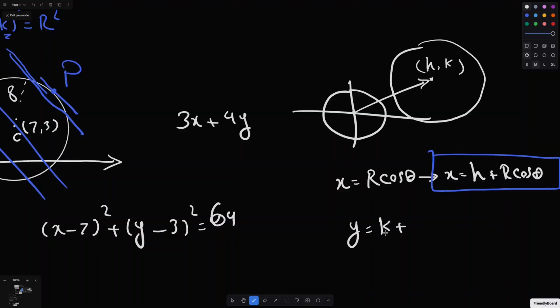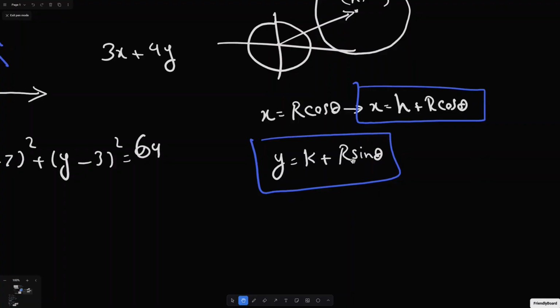If you want, I can prove this in another video. I'm not going to prove it here. It's a very simple proof, nothing difficult. So this is your x and y. Now all you have to do is put these two in this equation right here, and then use Cauchy-Schwarz to show what the maximum would be. How is it going to look? It's going to look like this.